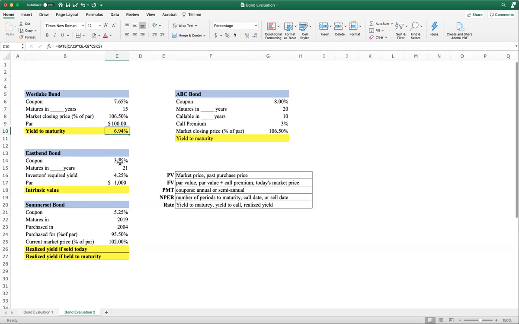So next one, the coupon rate is 3.85 and it matures in 21 years, and the investor's required yield is 4.25%, and the par value is $1,000. And then it's asking for the intrinsic value. What the heck is intrinsic value? So let's add that here. Intrinsic value is the present value. What does this mean?